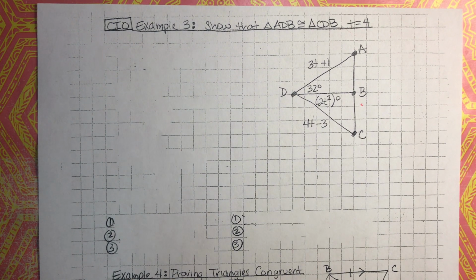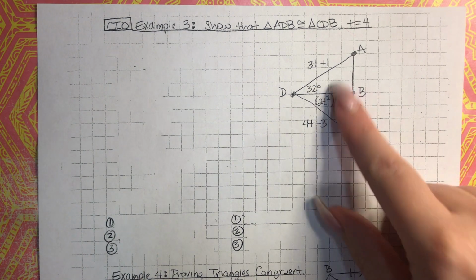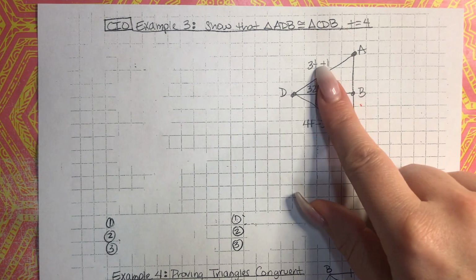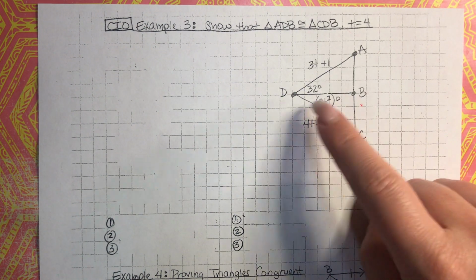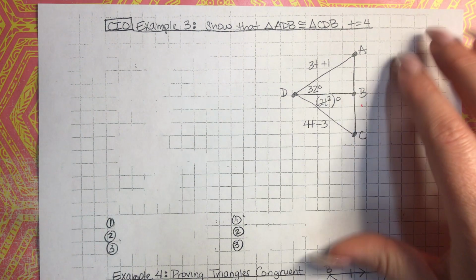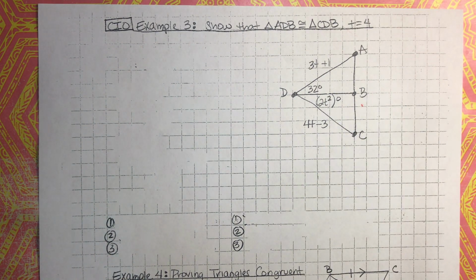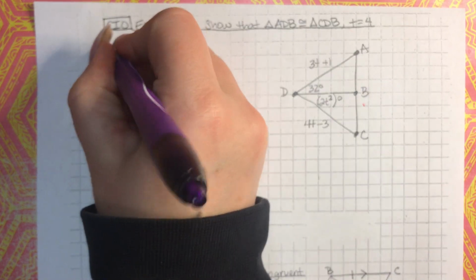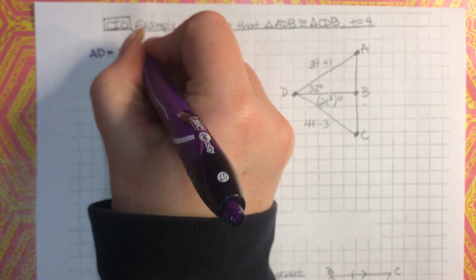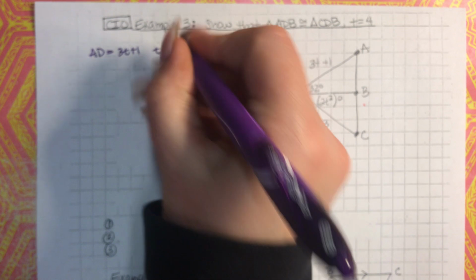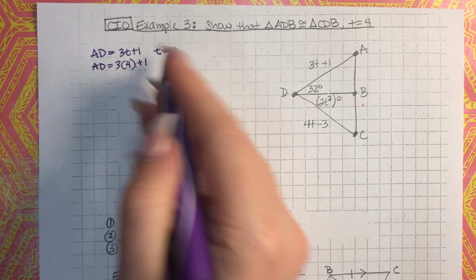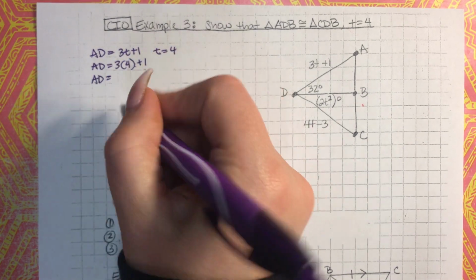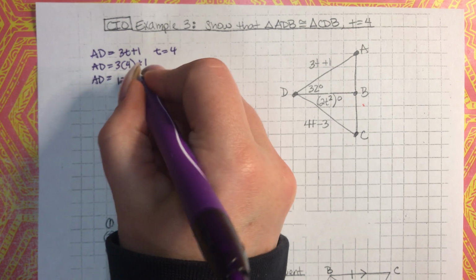Okay, let's see how you did. So there's a lot of things here that we need to do. We need to figure out this angle, and also this side. So side, we need to figure out this angle and that side. Okay, let's get started with it. So I'm going to start here with AD. AD is equal to 3t plus 1 when t is equal to 4. We're just going to substitute in. Order of operations means that we do the multiplication first. 3 times 4 is 12 plus 1.